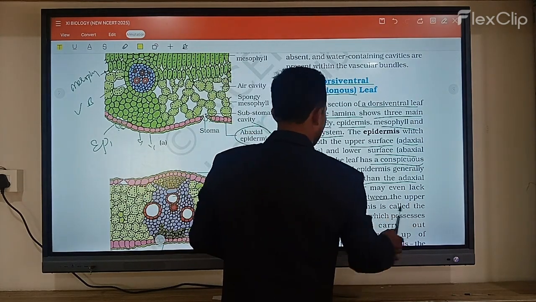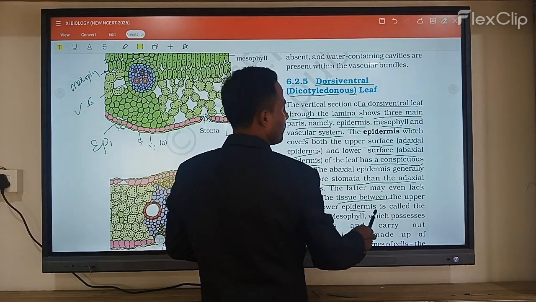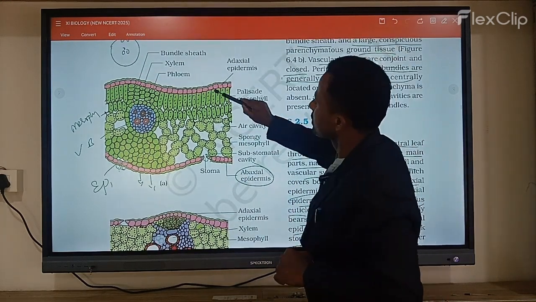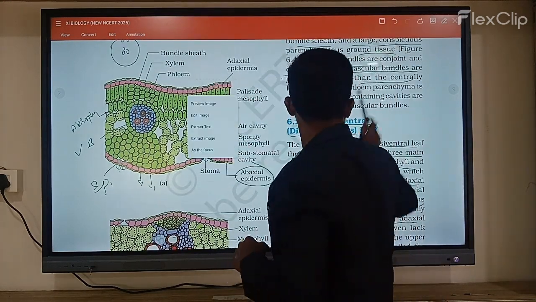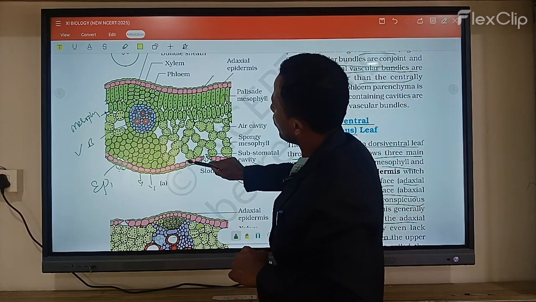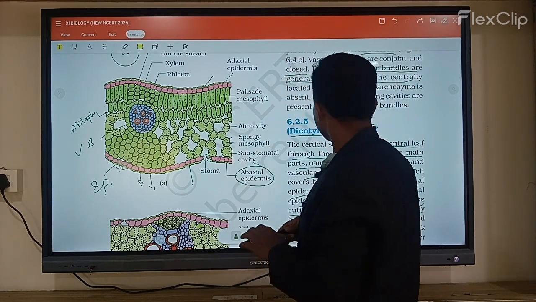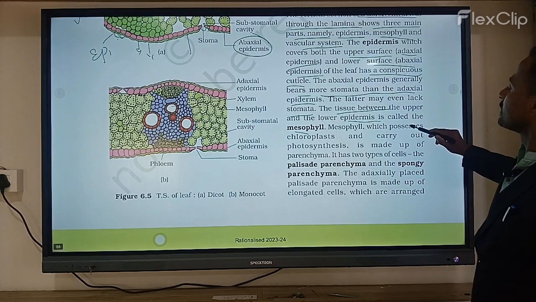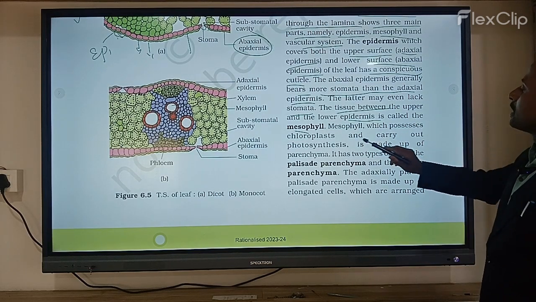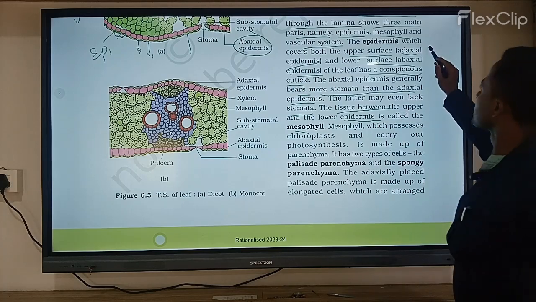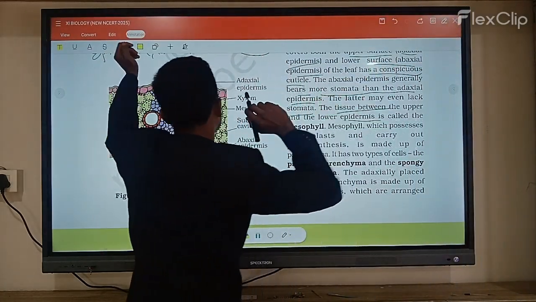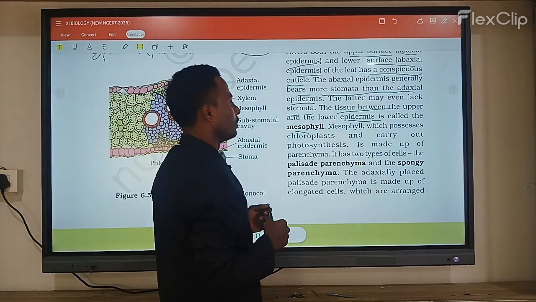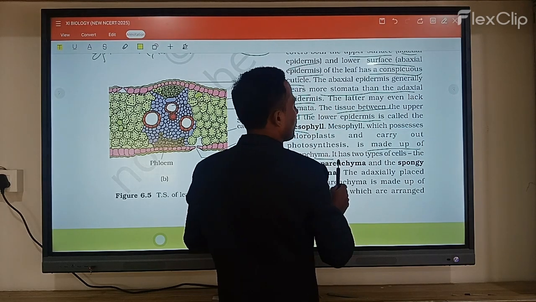Now the tissue between the upper and lower epidermis is called the mesophyll. See here, this is the upper epidermis and this is the lower epidermis. The cells between them are called mesophyll cells. The mesophyll cells possess chloroplasts and carry out photosynthesis. They contain chlorophyll pigments and participate in photosynthesis. Now they are made up of parenchyma, of two types of cells.